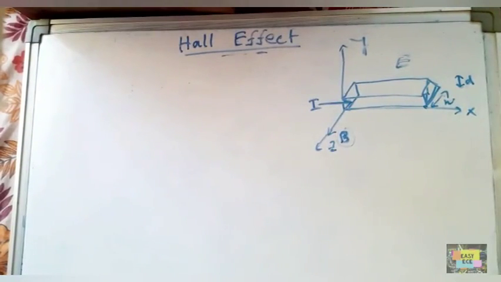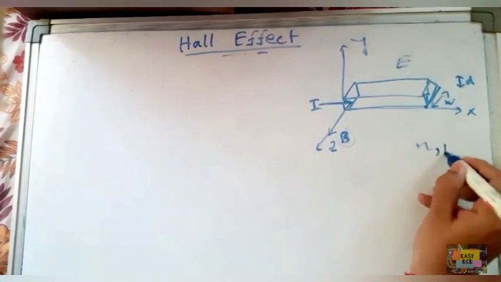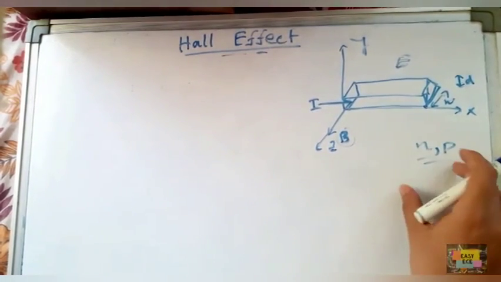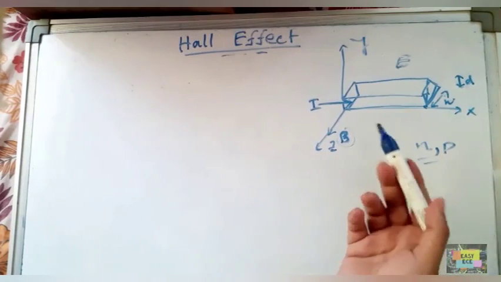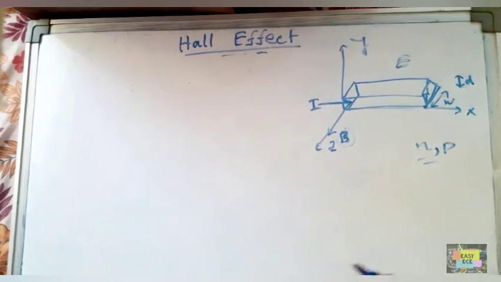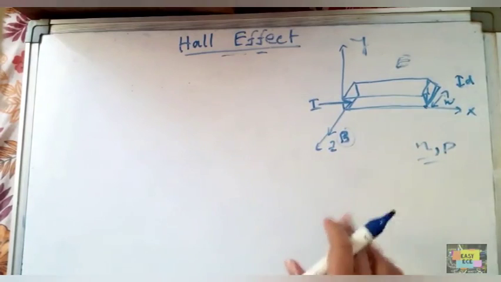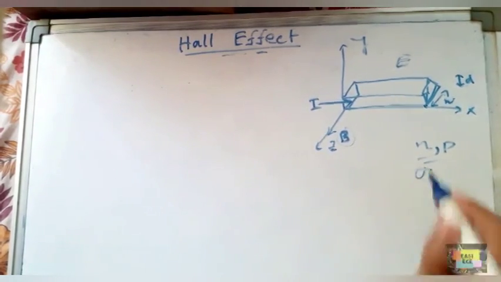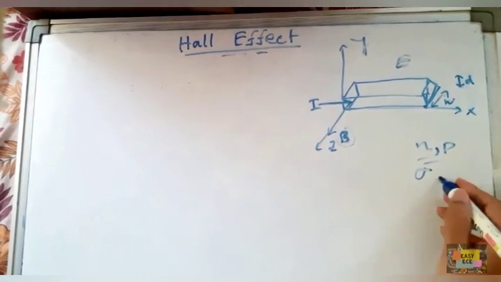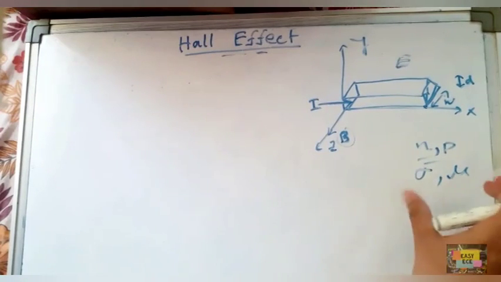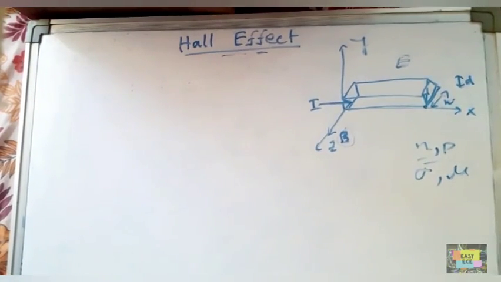This phenomenon is known as the Hall effect. It is used to determine whether a semiconductor is N type or P type, and to find the carrier concentration, that is the N and P values. We can find the carrier concentration by the Hall effect, and by simultaneously measuring the conductivity, sigma, we can also measure the mobility. So these values we can get by the Hall effect of a semiconductor.